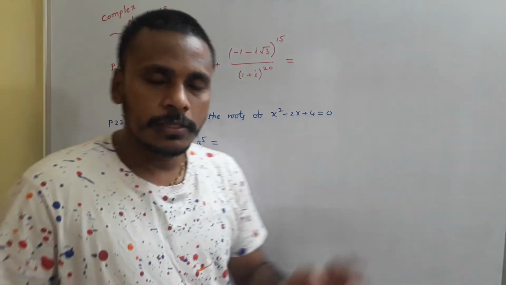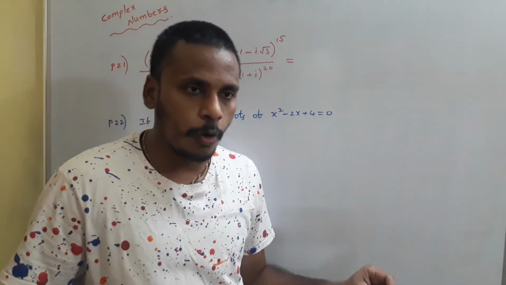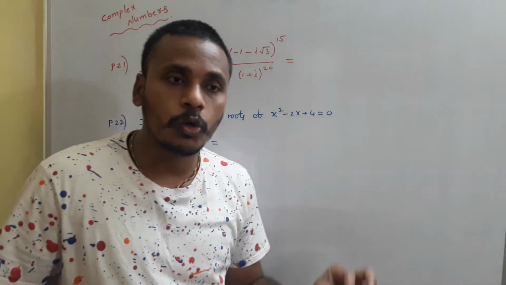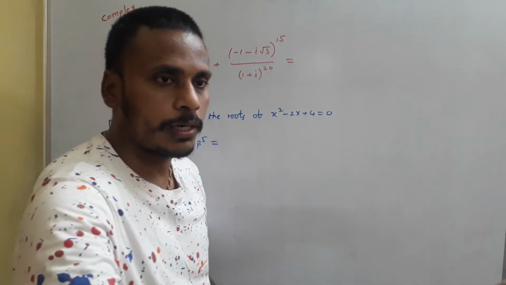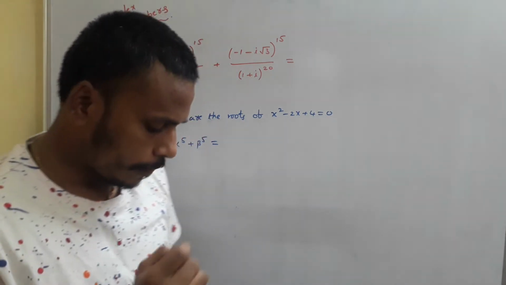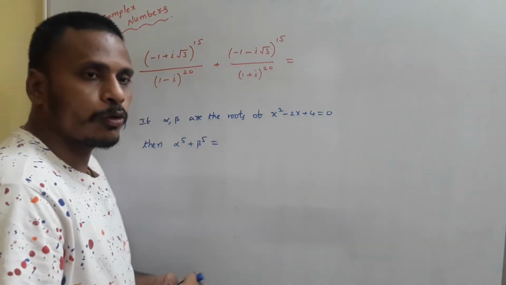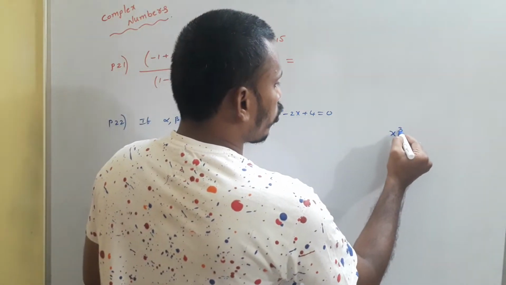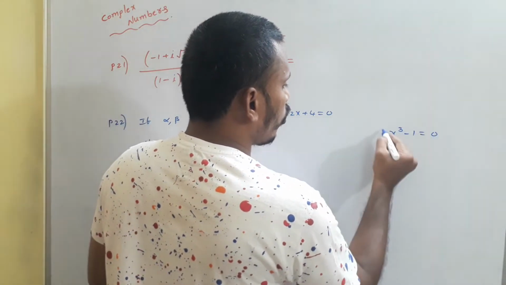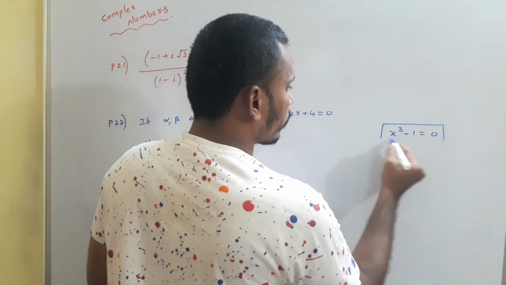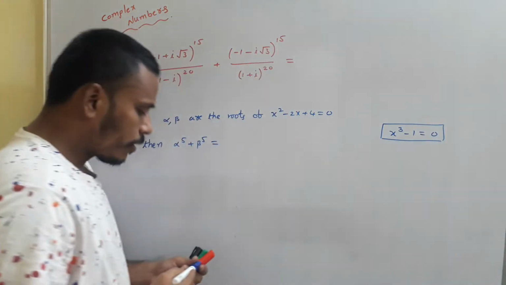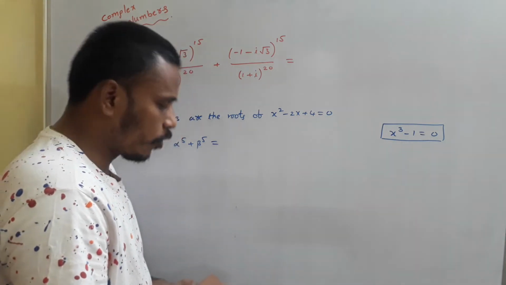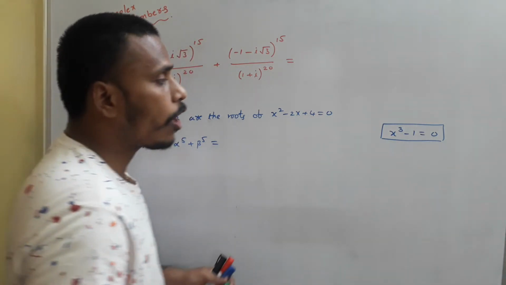Okay. After the discussion of problems related to De Moivre's theorem, these two problems are related to cube roots of unity. What are cube roots of unity? Suppose you look here, x cube minus 1 equals 0 is a cubic equation. This cubic equation has three roots.